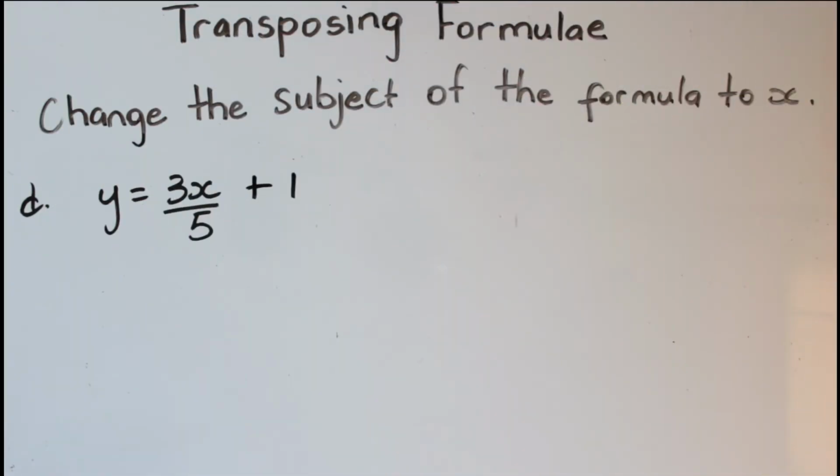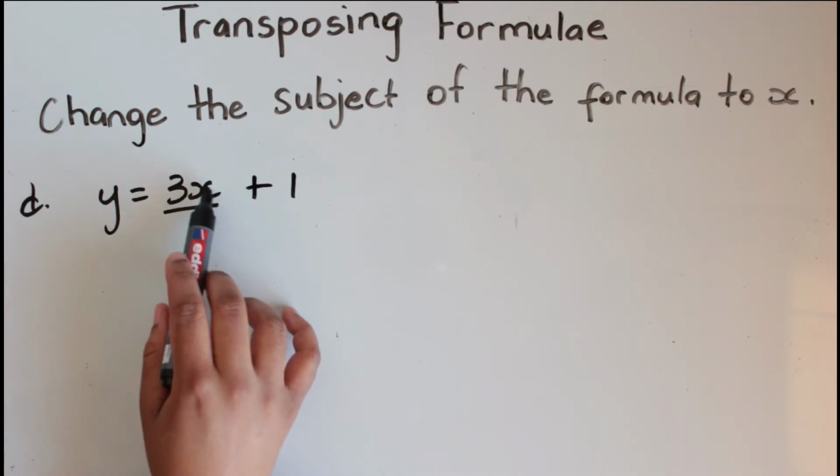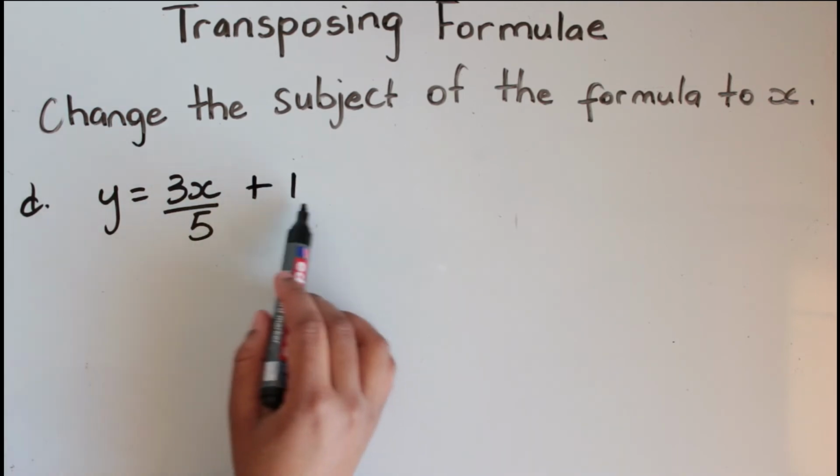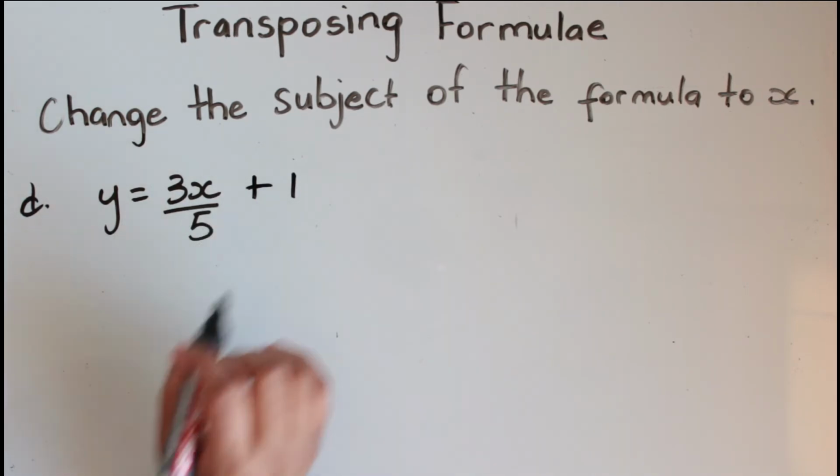Let's look at our fourth and final example for this video. So we have y equals 3x over 5 plus 1. And again, remember that we're trying to make x the subject. We need the x by itself on one side of the equation. So everything that surrounds it, I need to get rid of. We always start by getting rid of the one that's furthest away from the x. In this case, the 1 is furthest away, so we get rid of that plus 1.